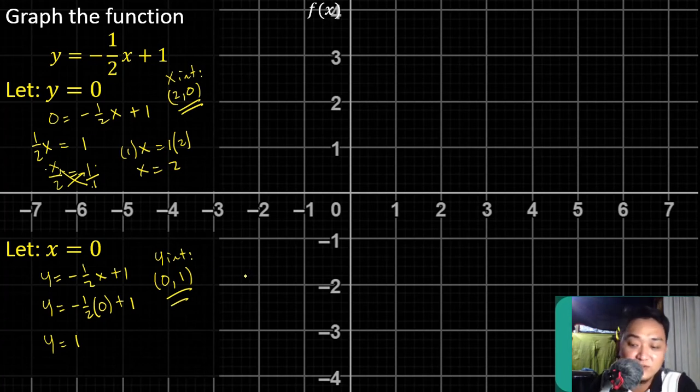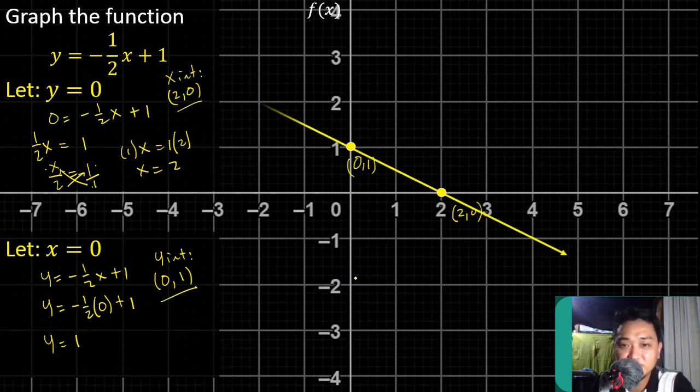Now, let us now try to plot those points and connect those points. So, this is 2, 0. The coordinate for this is 2, 0. Ito yung ating x-intercept. Ito po. Tapos, ang y-intercept naman natin, ito po. 0, 1. Ito po yun. And then, let us connect the points.